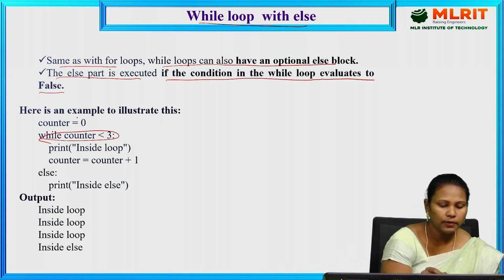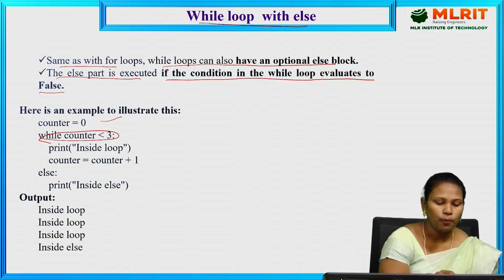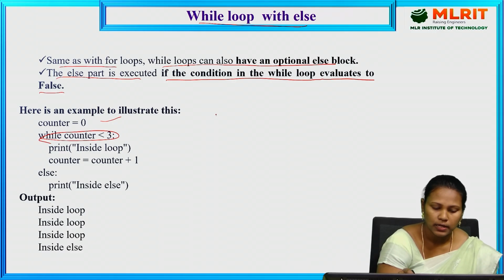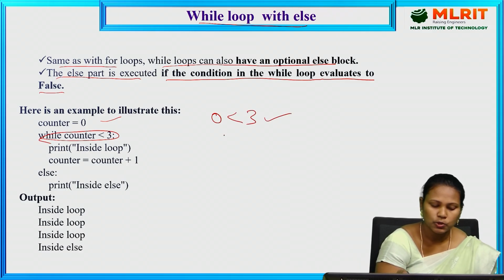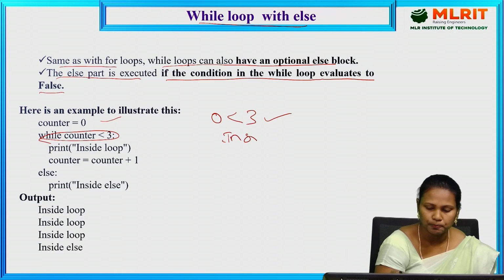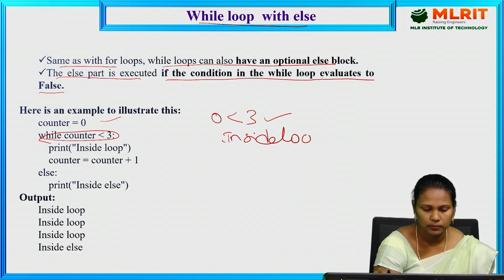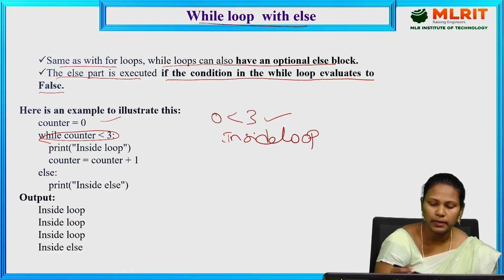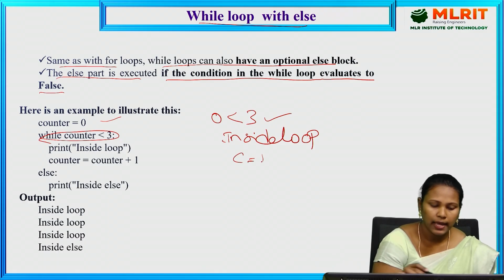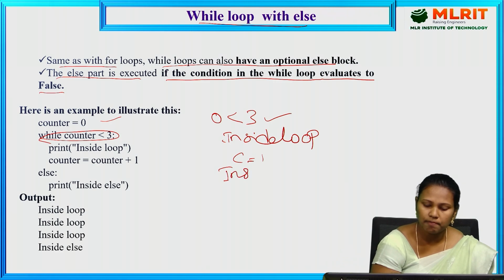Here we took counter equal to 0. While counter is less than 3, we go inside the loop. First, 0 is less than 3. Yes, the condition is true, so it prints inside loop. Next, the counter is incremented to 1. Again, 1 is less than 3, the condition is true, and again it prints inside loop.